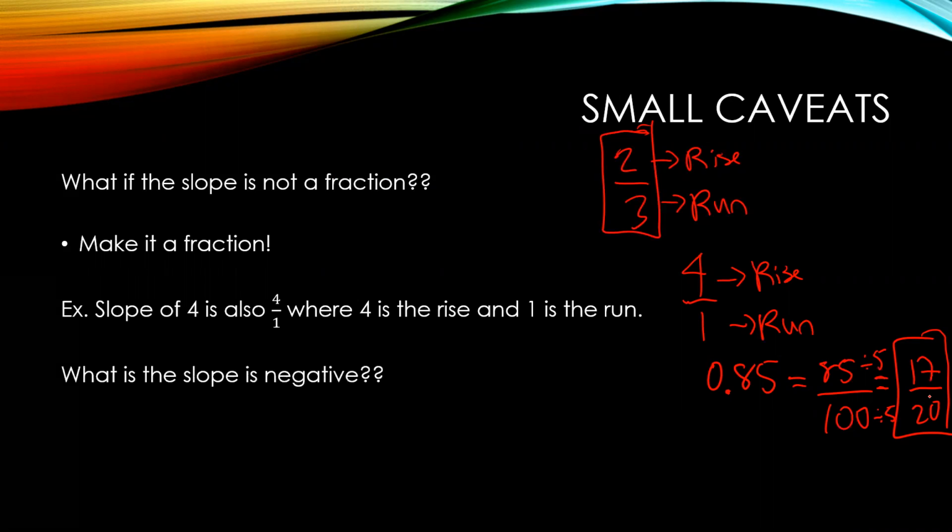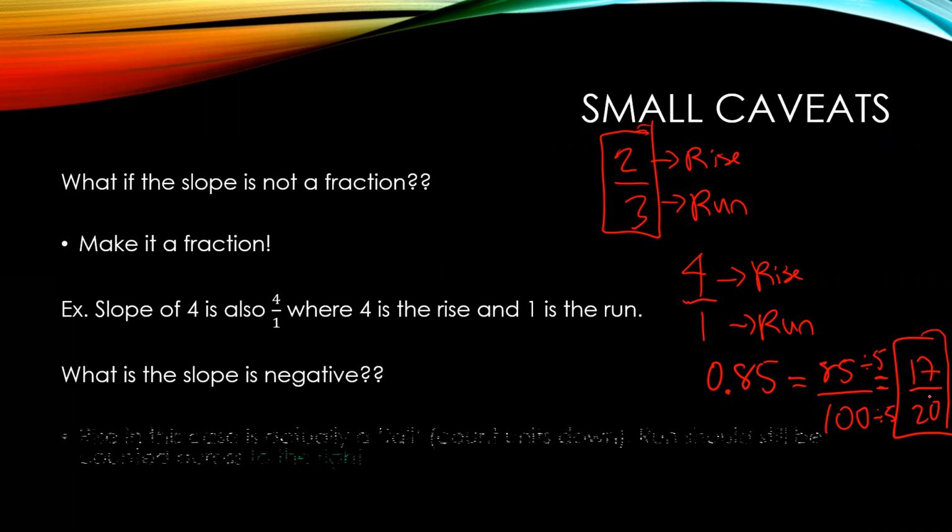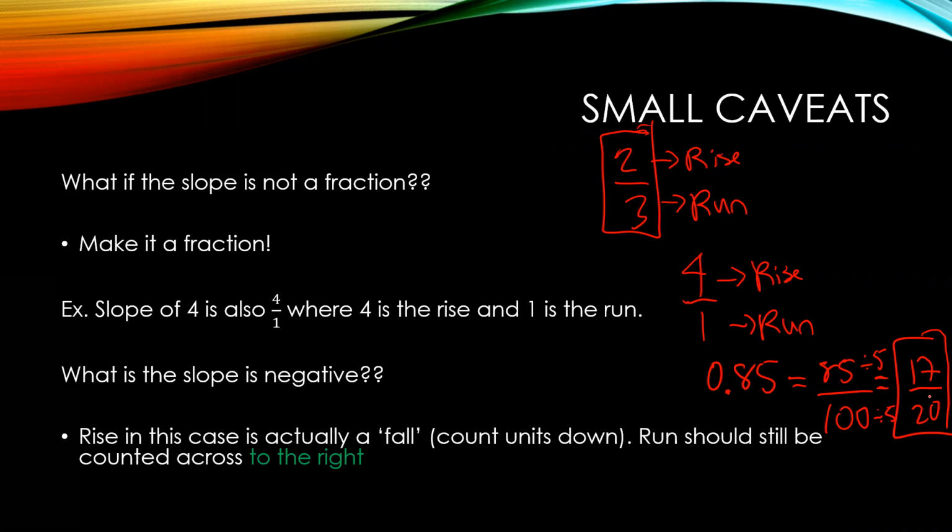The other little caveat, what if the slope is negative? We kind of talked about this a bit. If the slope is negative, then you need to be really careful because instead of a rise, you actually have a fall. So that means that we would be counting down instead of counting up. However, the run itself, I still recommend that you count to the right. That's the best way that we can think of it. And again, the reason we do this, and I'll discuss this, has more to do with understanding negative slope or certain negative fractions in general.